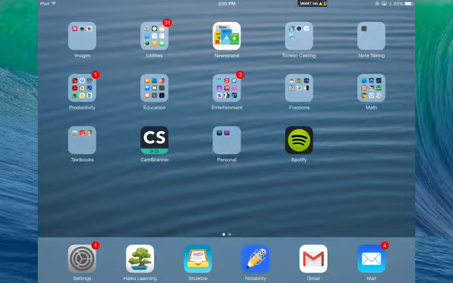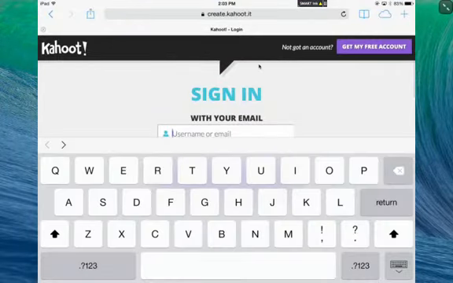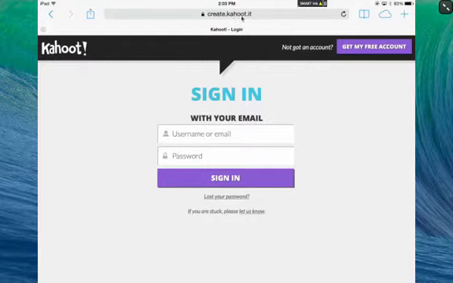Okay, so to create your own Kahoot, you're just going to go on Safari and go to the website create.kahoot.it. Now you are going to have to sign up for an account and you may have to say that you're a teacher to do so, but it's totally fine. You'll be able to sign up for your own account. So I'm going to quickly sign in with my username and password.